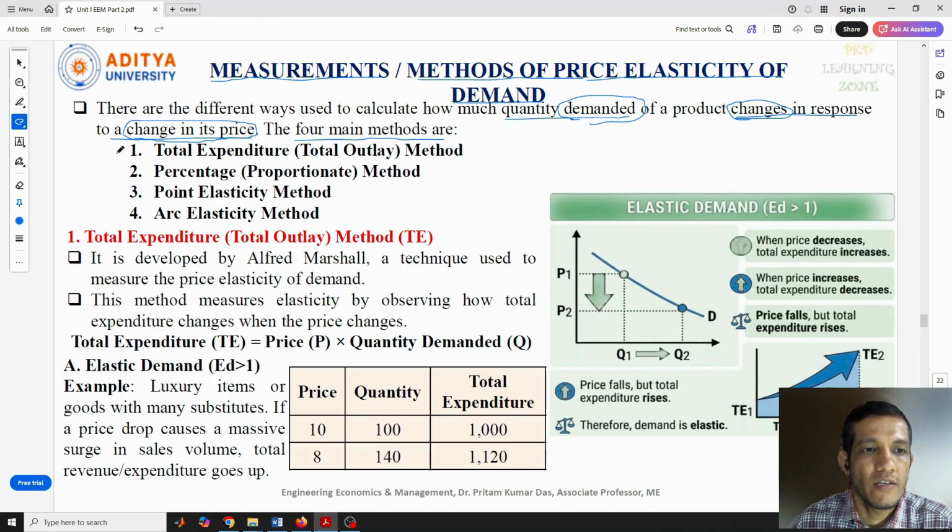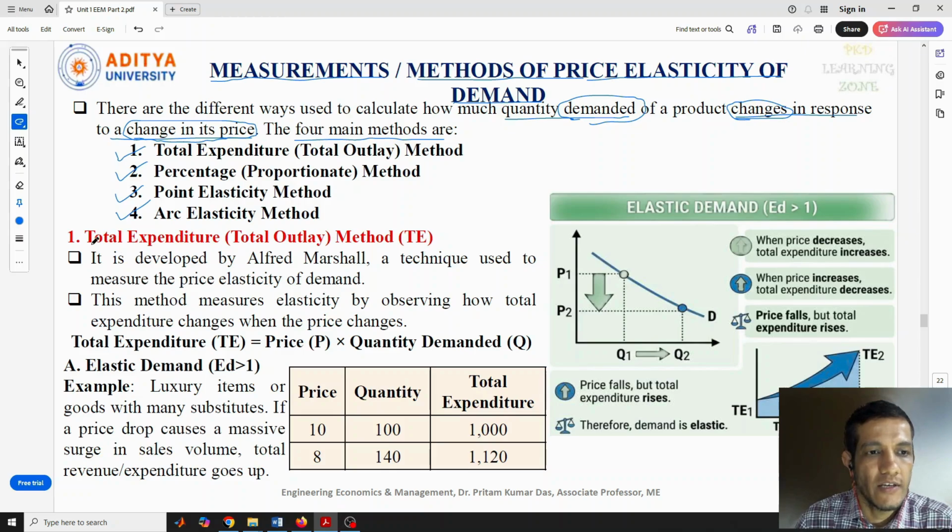The first one is the total expenditure method, also known as the total outlay method. The second one is the percentage, or proportionate, method. The third one is the point elasticity method. The fourth one is the arc elasticity method. So these are the four points we'll now discuss.